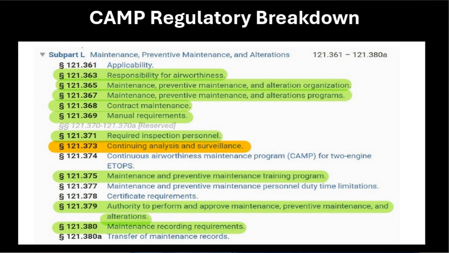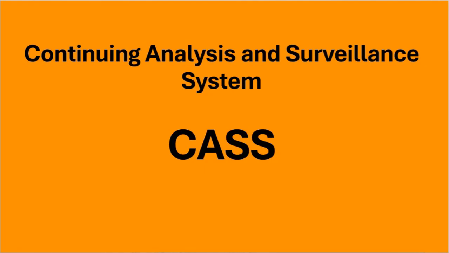Now, these 10 elements are airworthiness responsibility, accomplishment and approval of maintenance, maintenance manuals, maintenance organization, contract maintenance, maintenance scheduling, maintenance record-keeping systems, personnel training, required inspection items, also known as RII. And number 10 is CAS, as previously mentioned.